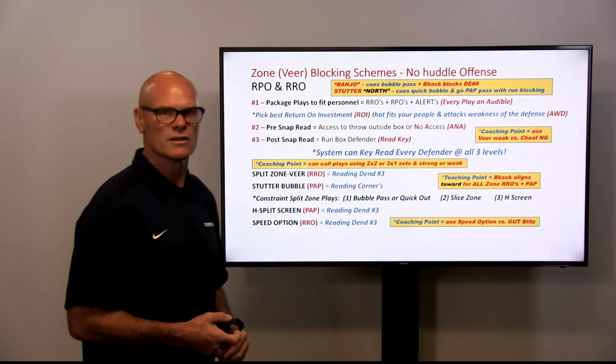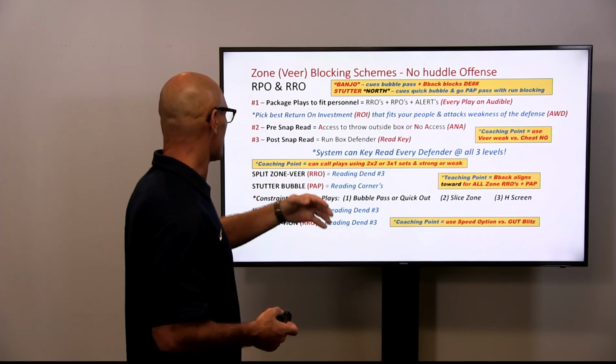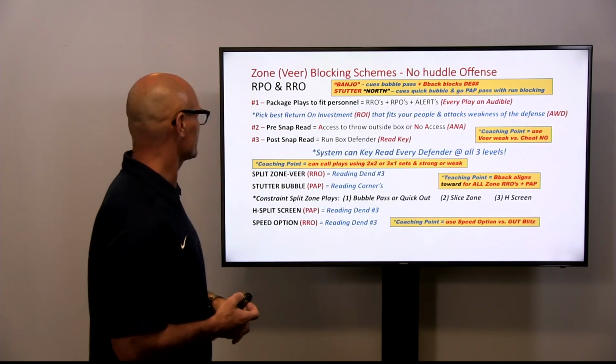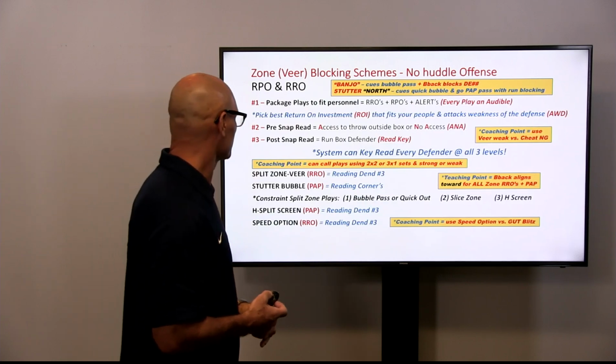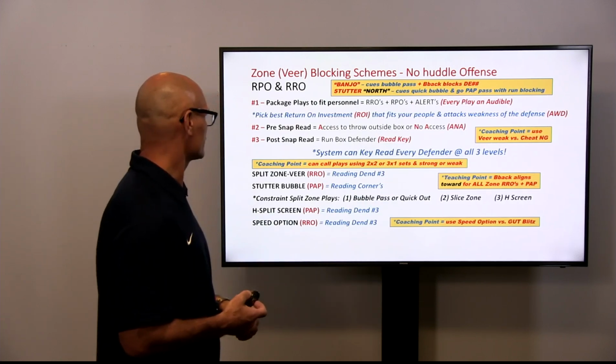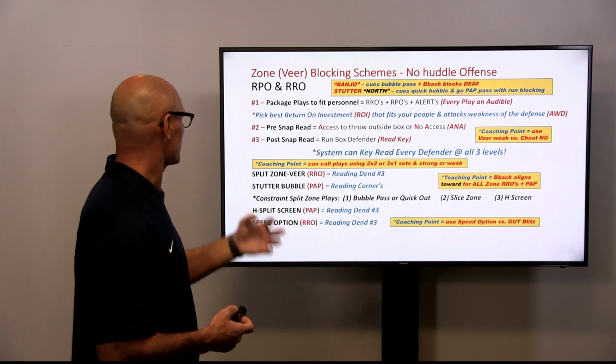First off, when we're doing our zone, you're going to see the term RPOs, run pass options, but also post-snap, some RROs, run options. The other trigger terms here with the zone is a banjo call and then a stutter or north call we'll get into as we start to add things.